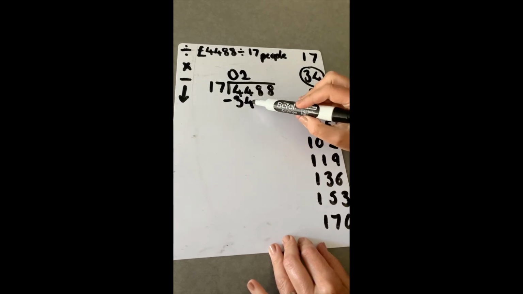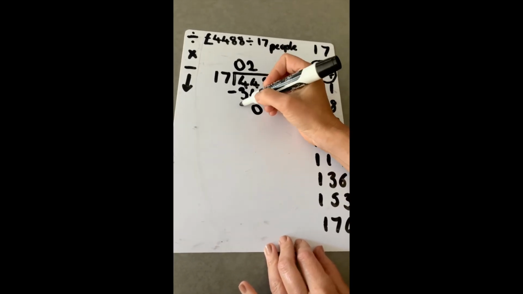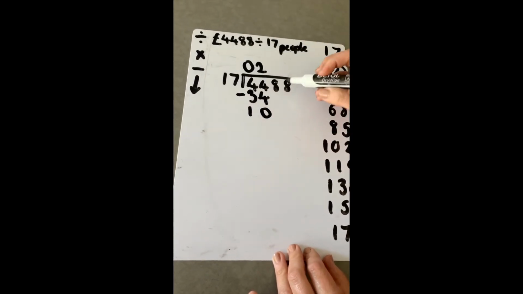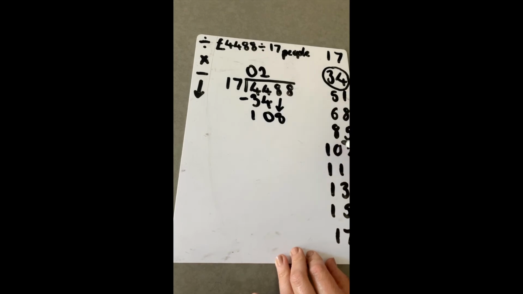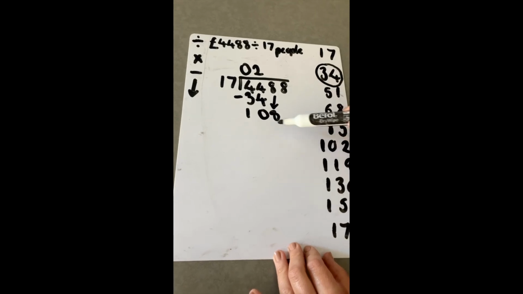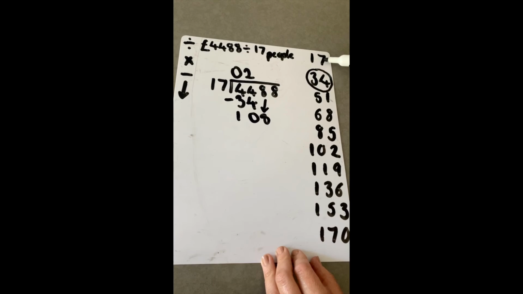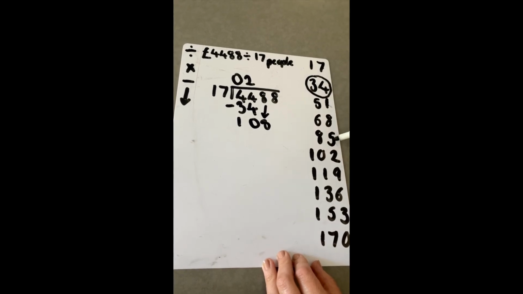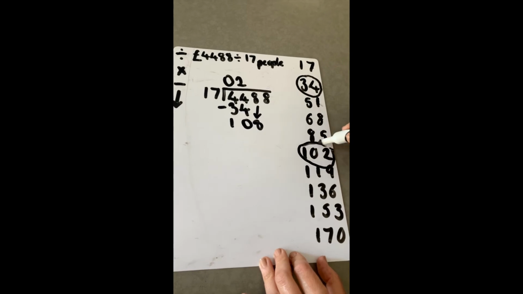Okay, so 4 take away 4 is 0. 4 take away 3 is 1. Now I'm on the drop down action. So I drop it down, which is the number 8, and it's 108. So how many times does 17 fit into 108? Or I could say 108 divided by 17. Let's check. 1, 2, 3, 4, 5, 6. So 6 is the number I'm going to write here.